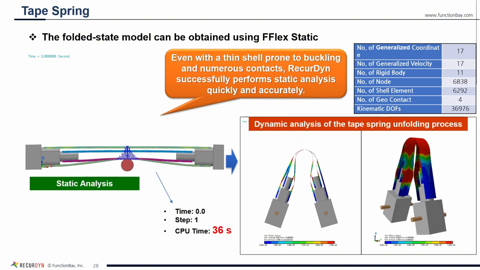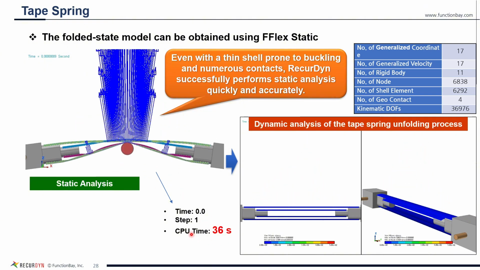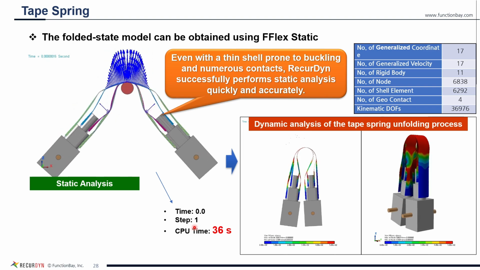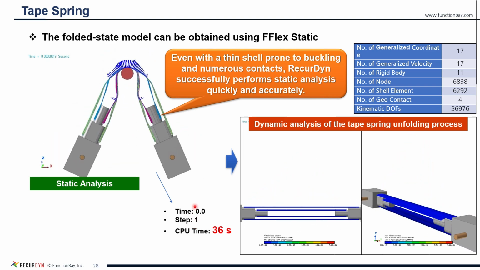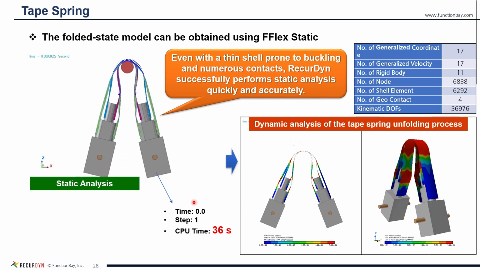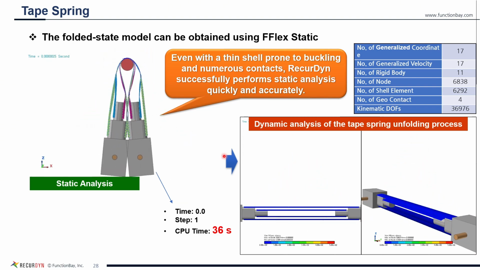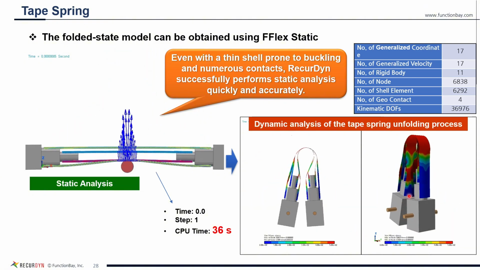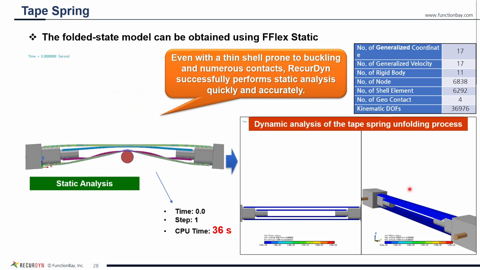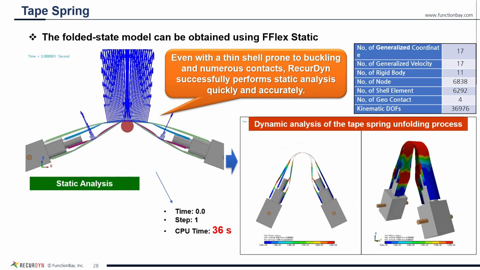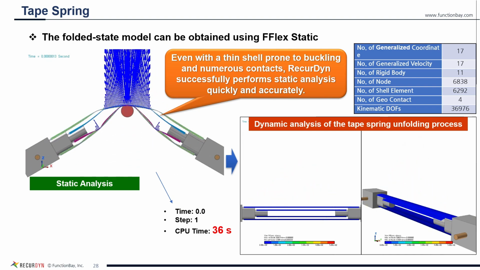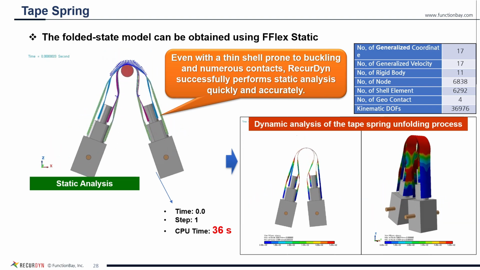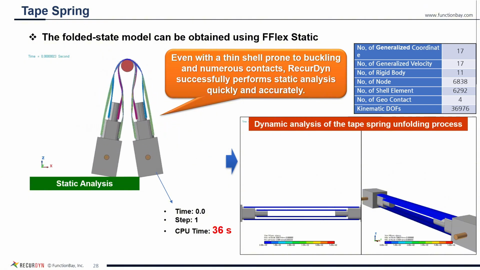The computation time was only 36 seconds, which is exceptionally fast. Even though sufficiently high stiffness was applied, the simulation time remained remarkably short. Anyone familiar with similar simulations using FE software would understand how impressive this performance is. The video on the right demonstrates the dynamic analysis of the folded tape spring being deployed from the initial folded state. Calculating the initial state using a static solver and then performing dynamic analysis based on that initial state is one of the most common use cases of FFlex Static.